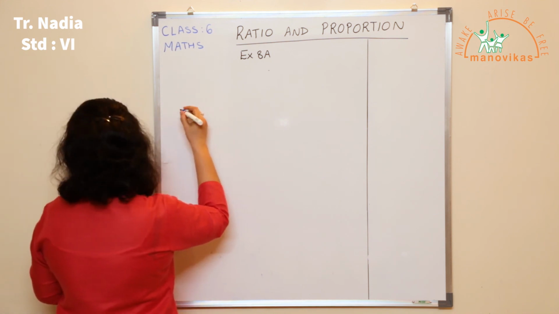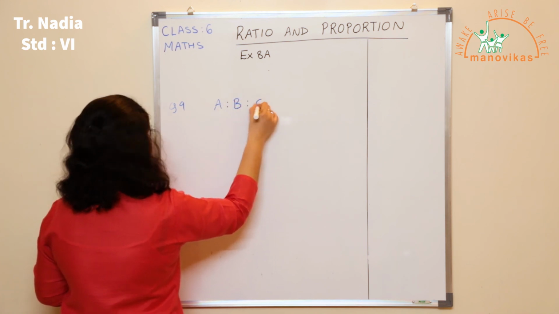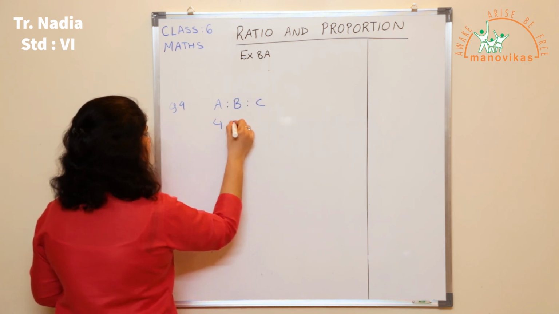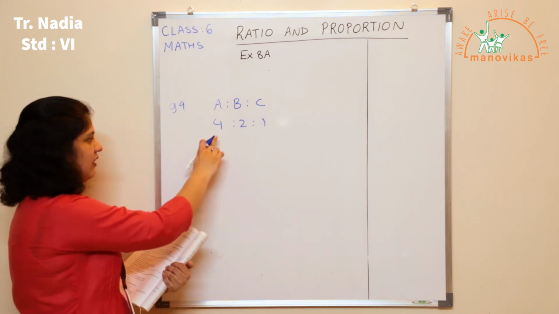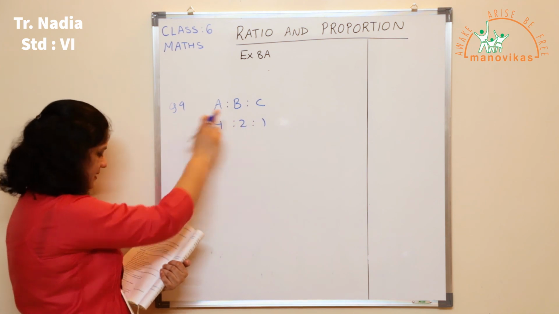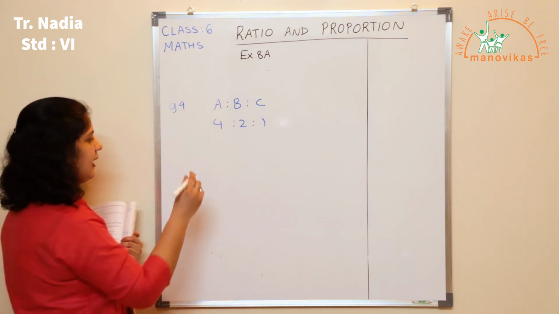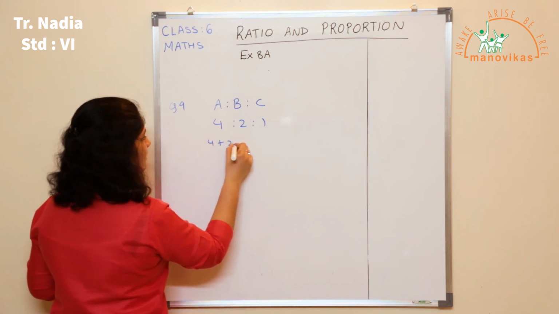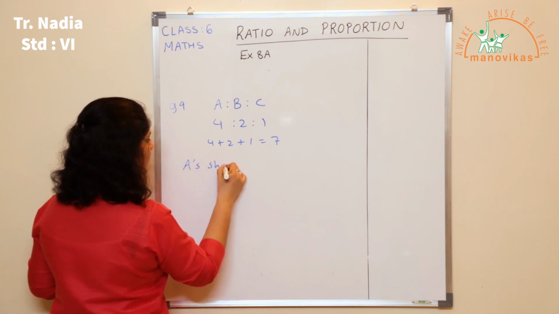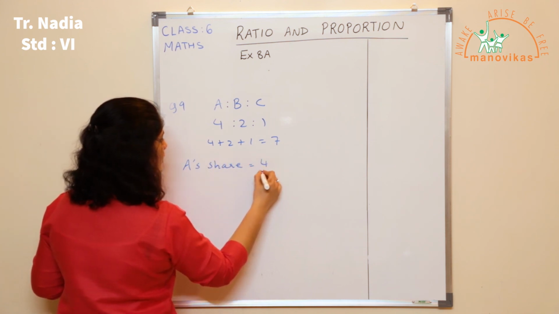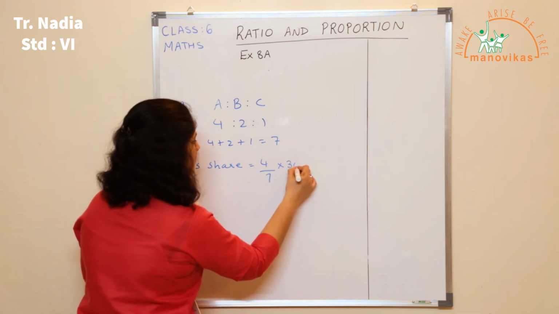We know that A is to B is to C will get in the ratio 4:2:1. It is already given in the hint, children. So A will get 4 parts, B will get 2 parts, C will get 1 part. Now you have to divide rupees 3,010 among them. So first step, add the ratios. This comes to 7. A's share will be 4 upon 7 multiplied by the total money, that is 3,010.